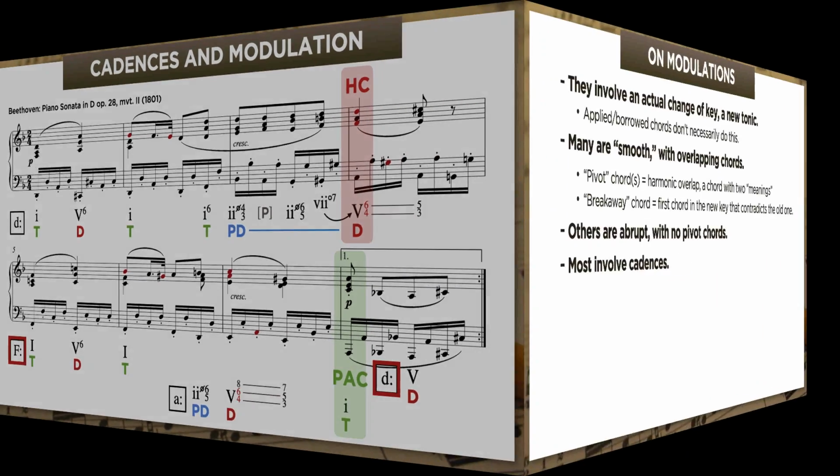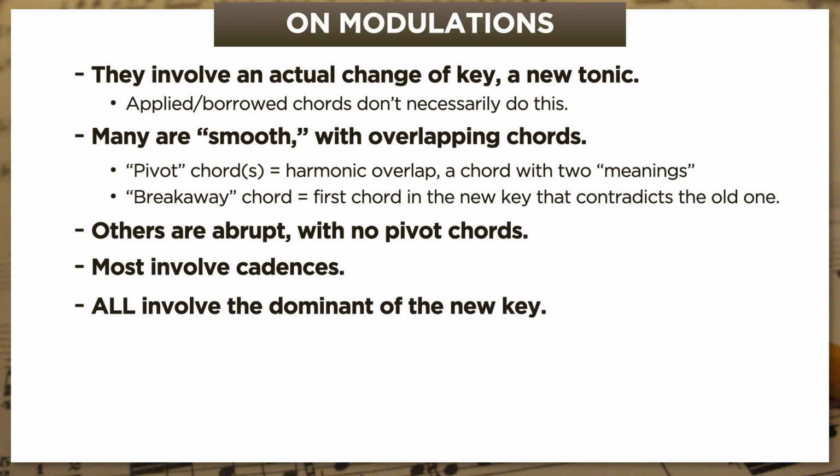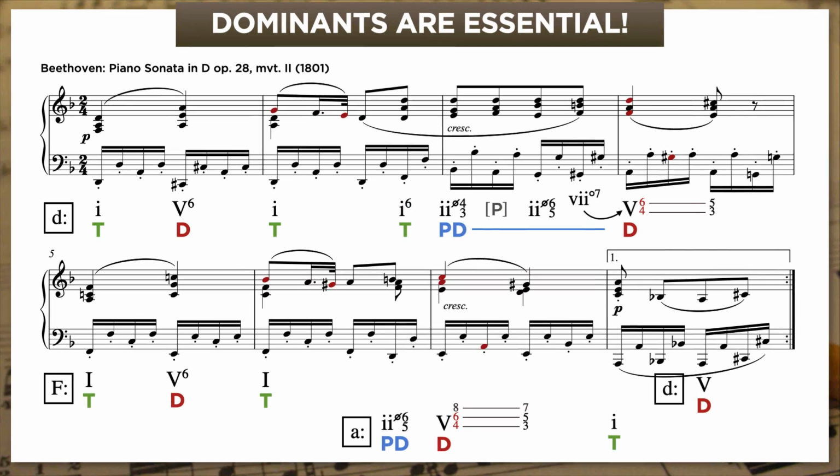Okay, moving on. Most modulations involve cadences, but I think all of them involve the dominant of the new key. And I say this because you can't really claim to be in a key without a dominant function to point you toward tonic. In other words, it's dominants that make tonics into tonics. So notice that the most ephemeral modulation here, the one to F major, involves only two chords, tonic and its dominant, without anything as assertive as a cadence.